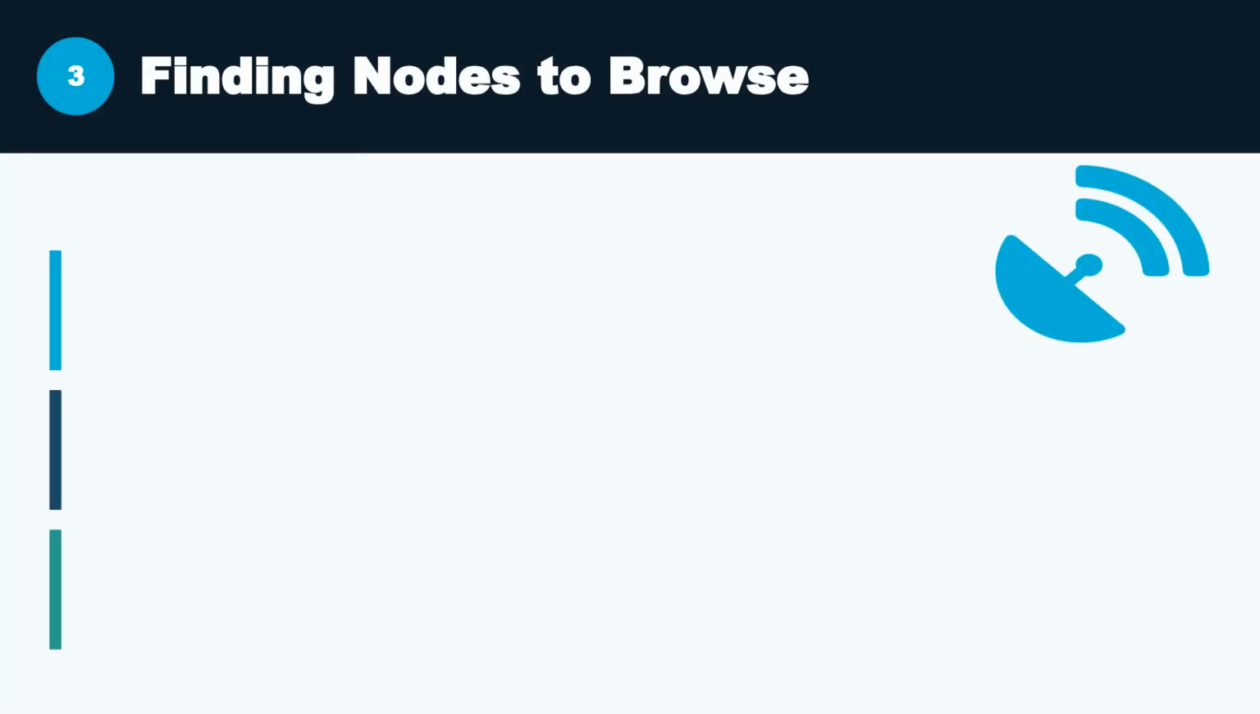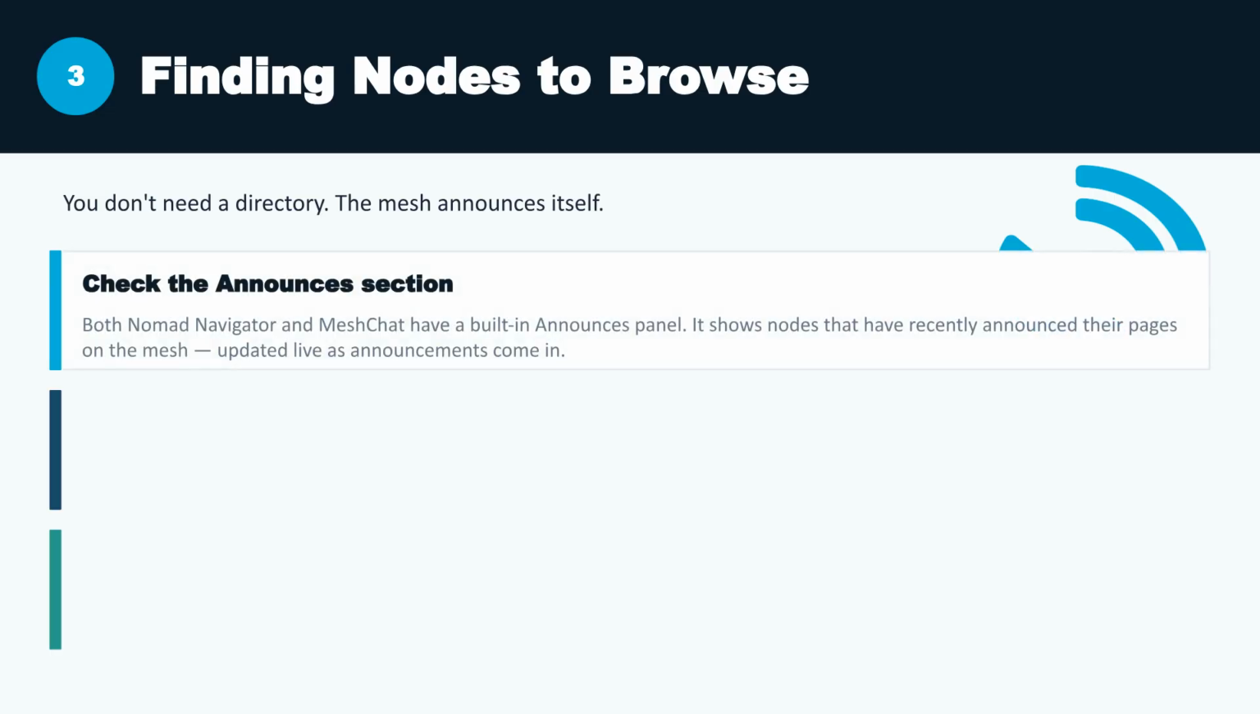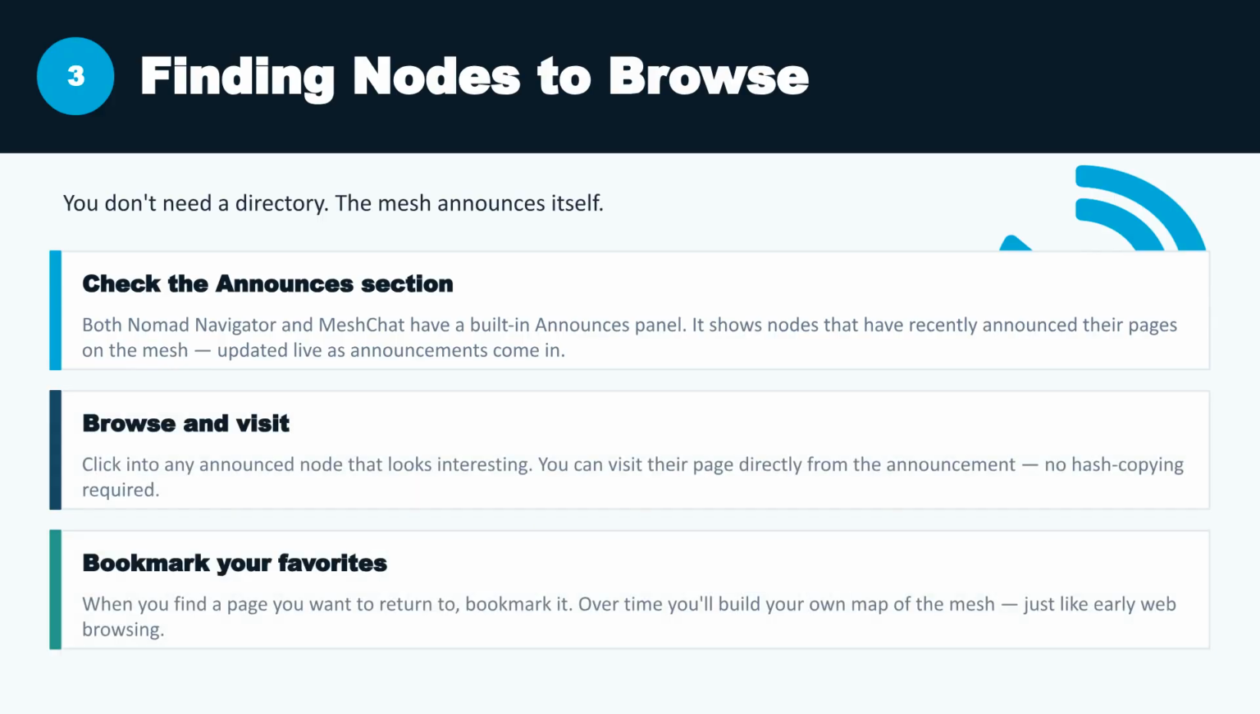Finding nodes is easy because the mesh announces itself. Check the Announces section in Nomad Navigator or Mesh Chat for live updates. Browse and visit announced nodes directly. Then bookmark your favorites to build your own map of the mesh.